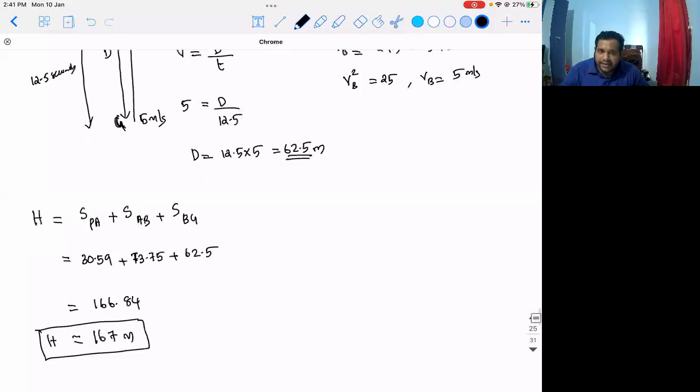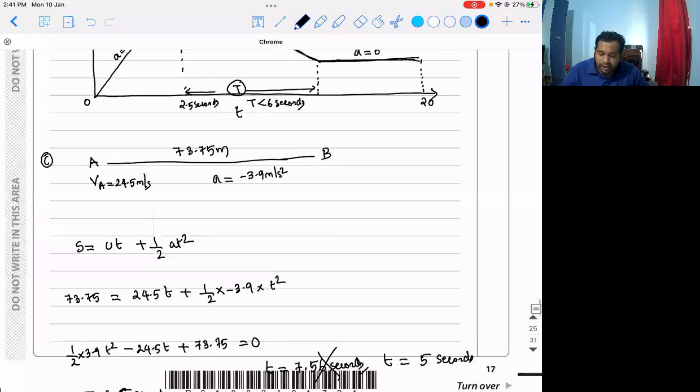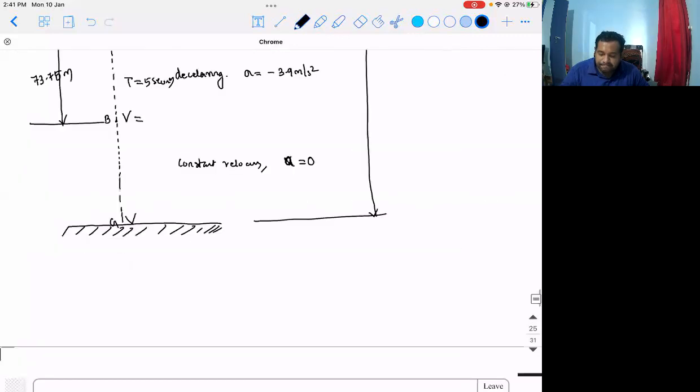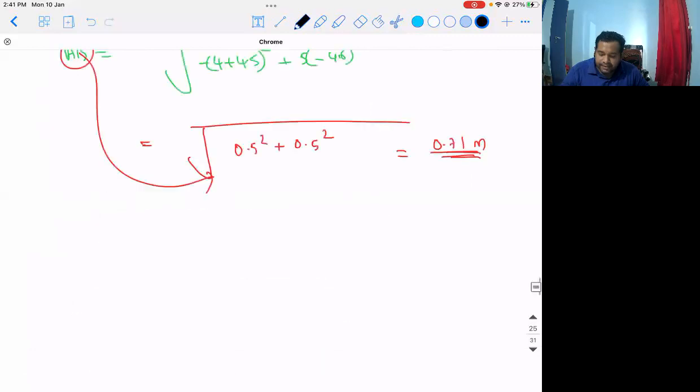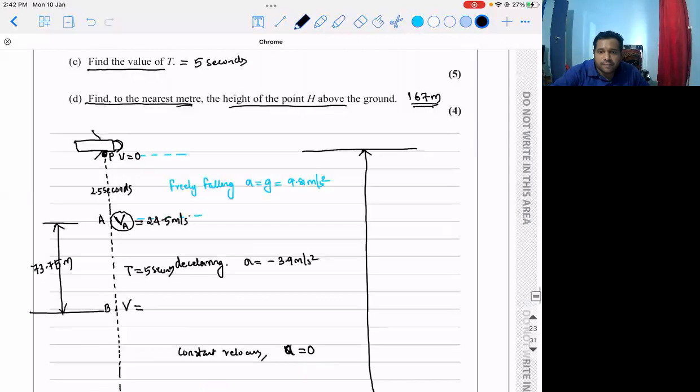I hope you got it. So that is the idea about this question. So altogether, 167 meter, nearest to the meter. So that answer is 167. The value is 5 seconds. This is 24.5 meter per second. So this we already did. Okay. So we'll move to the last question of this question pair.